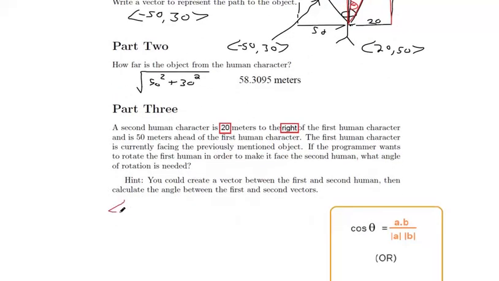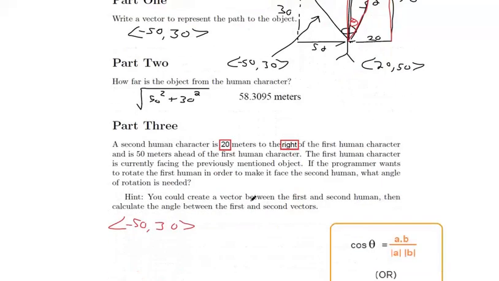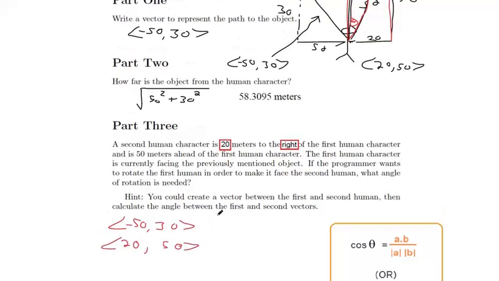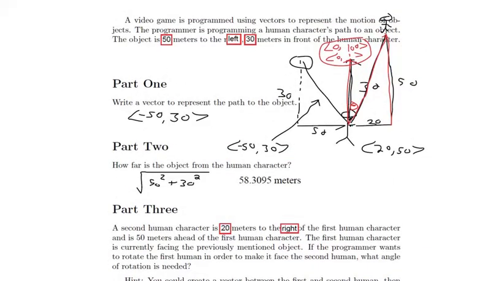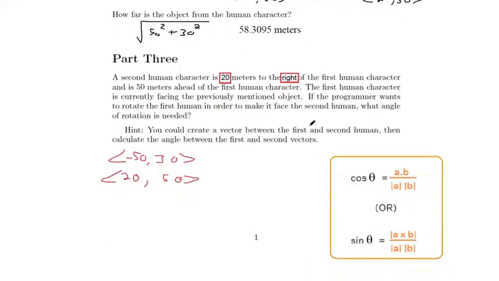So the object's vector was negative 50, 30. And then the vector to the second character for my problem, because I changed the numbers, is 20, 50. Okay. So again, just one last time, since I didn't make it clear, since I didn't say that the character is facing the object, what's the angle of rotation to face the second human? You could do it this way if you have already done it. So if you're watching this video and you're like, oh, I messed up, you're fine. I'll take care of it for you. Okay, because the big point is supposed to be finding the angle between two vectors.